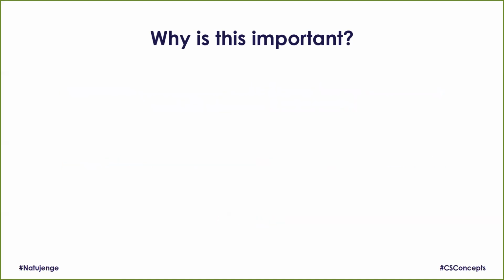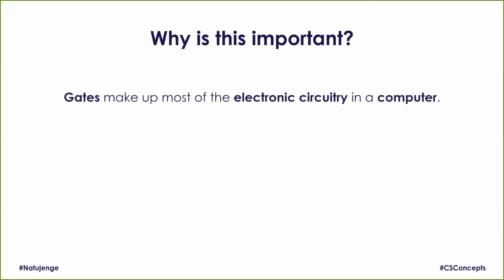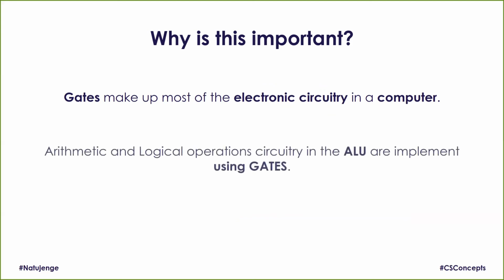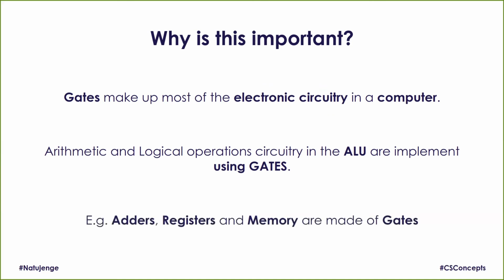Why is this important? This is something that I had said earlier in previous episodes, but gates make up most of the electronic circuitry within a computer, and arithmetic and logic operations circuitry within the ALU are implemented using gates. And as a matter of fact, adders, registers, memories, or memory basically, are made up of many gates combined together. With this knowledge, you probably have the power to go and find out how you can create a 1-bit RAM or 1-bit memory or even a register.